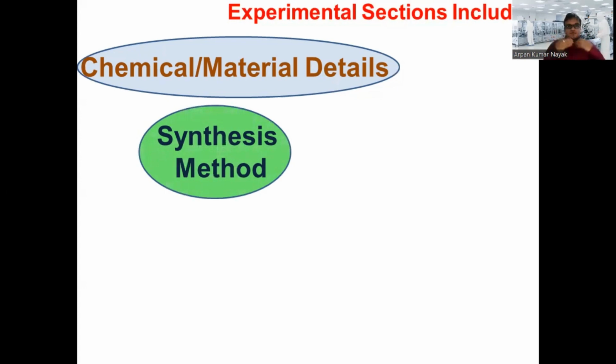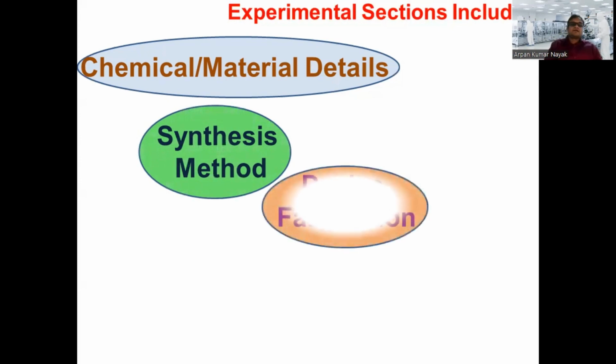Then which tense you have to use also, that I will tell you. I will tell you how you have to write it. And next, device fabrication. Suppose when you are writing your manuscript, on your research work, you prepared some devices, you did some device applications. In that case, device fabrication is needed. If no device is involved in your research work, then definitely no need to give this device fabrication.